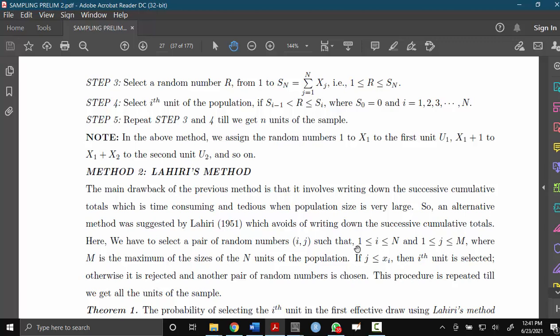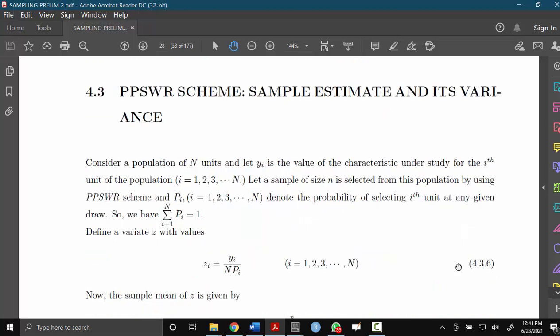Now both these methods satisfy the property that the probability of selection is proportional to the size measure. We have to find an estimate of the sample mean and its variance. In equal probability sampling, after selecting the sample, the sample mean gives an unbiased estimate of the population mean. That means expectation of small y bar equals capital Y bar. But this is not the case in PPS with replacement sampling.